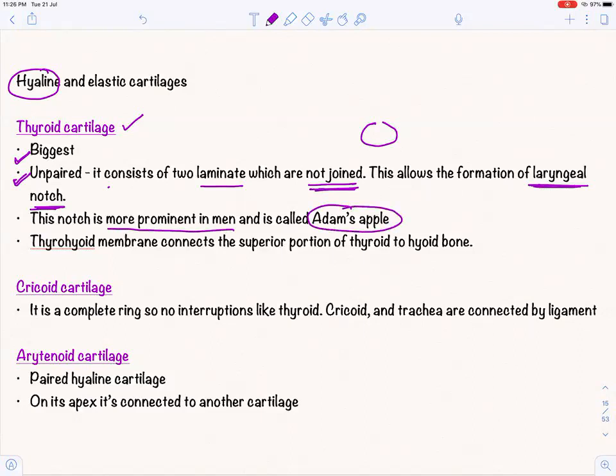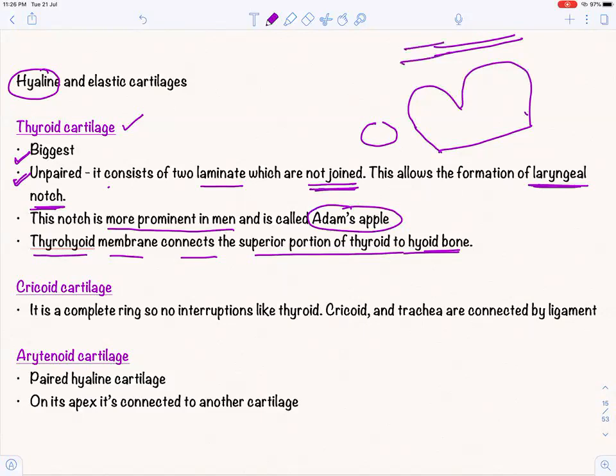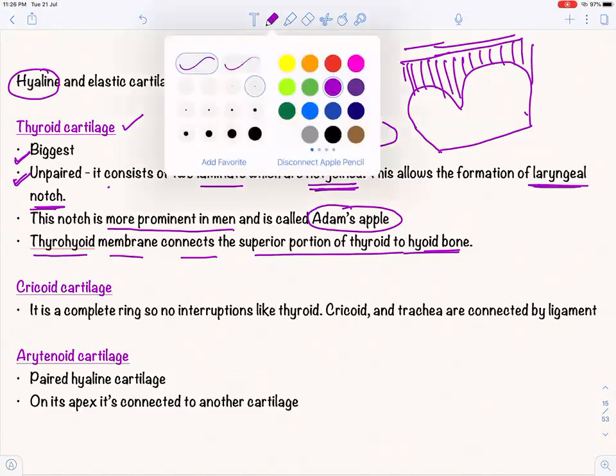The thyrohyoid membrane connects the superior portion of the thyroid cartilage to the hyoid bone. I showed you in the diagram, if you remember, this is the hyoid bone and this is the thyroid cartilage which I had drawn, and there was this thyrohyoid membrane, and there were ligaments.